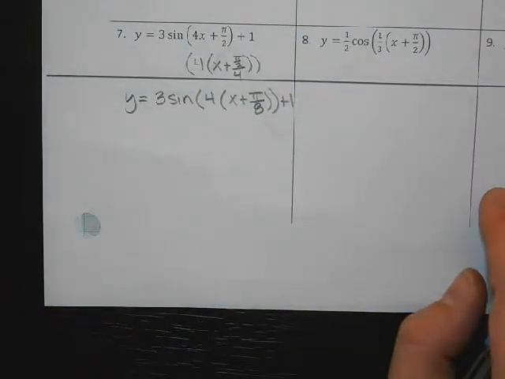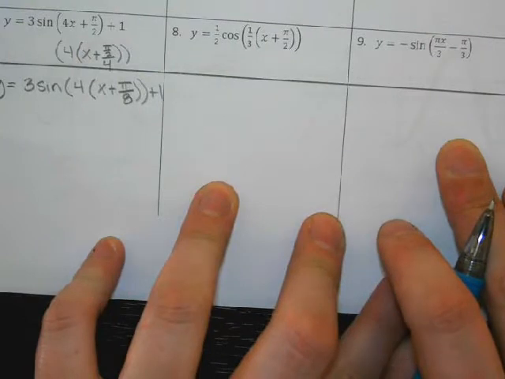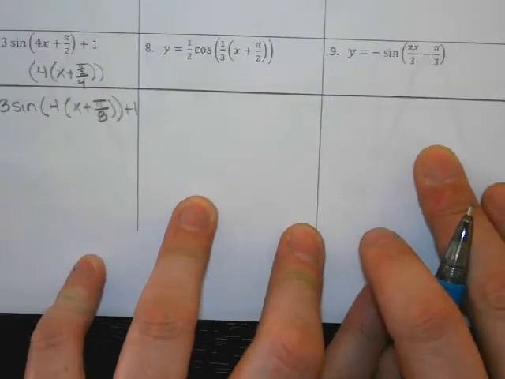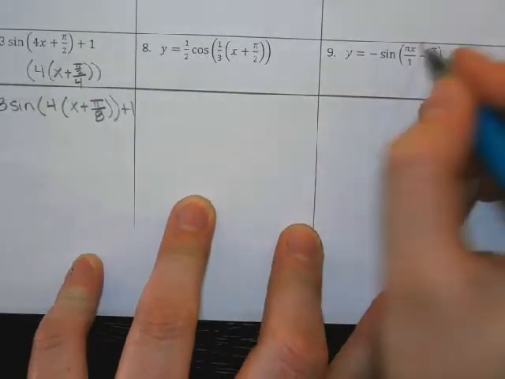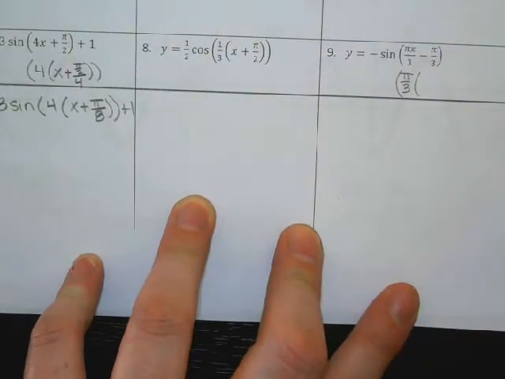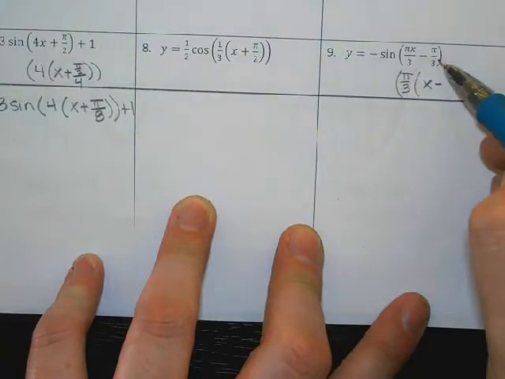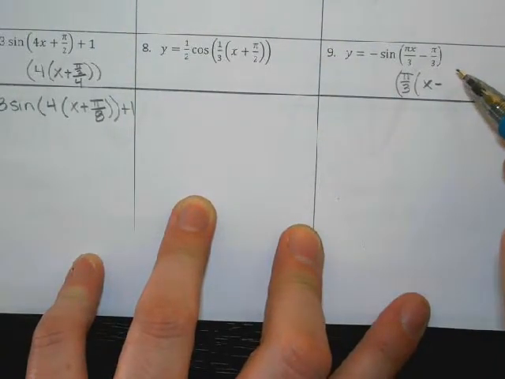Number 9 does something similar. So look at number 9. What should we factor out on number 9? The pi thirds. You guys see that? There's a pi thirds with that x. So here we have pi thirds divided by pi thirds, and what do we get?